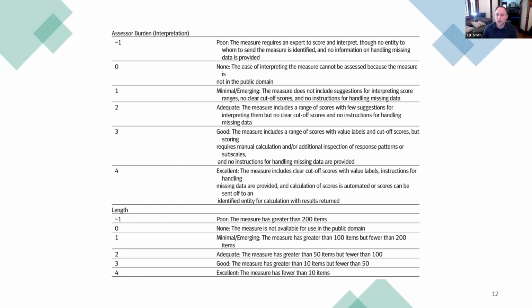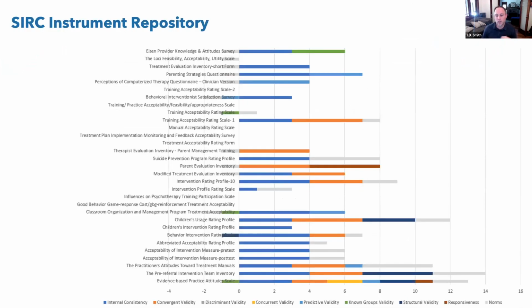So the results of all of this coding, at least for the CIRC group, resulted in this kind of cool display where every time you click on a domain, it shows all the measures that they identified in the systematic review, and it shows all of the different psychometric properties of the measure.